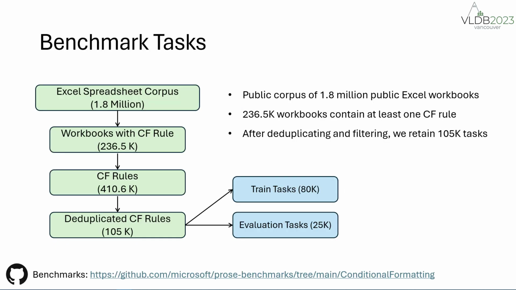We will now look at how we evaluated Cornet and see how it does in practice. We use a corpus of 1.8 million public Excel workbooks scraped from the web. Out of these, we find 236,000 workbooks to have at least one CF rule in them. This eventually gave us 410,000 CF rules. After deduplicating and splitting into train and eval tasks, we got 80,000 train tasks and 25,000 eval tasks.